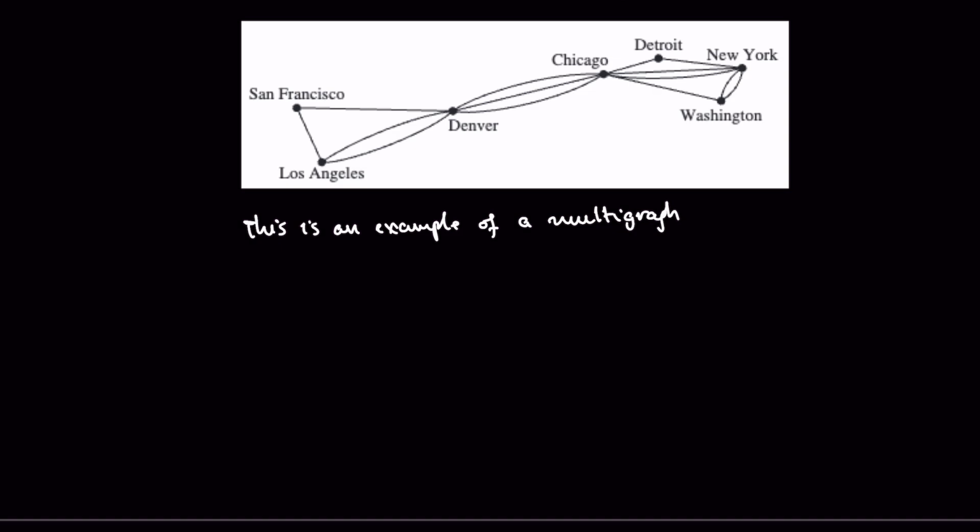Again, you identify a multigraph by looking at the number of edges between vertices. There are multiple edges connecting the same vertices. So multiple edges connect the same vertices.